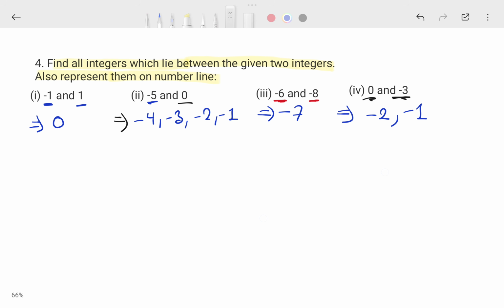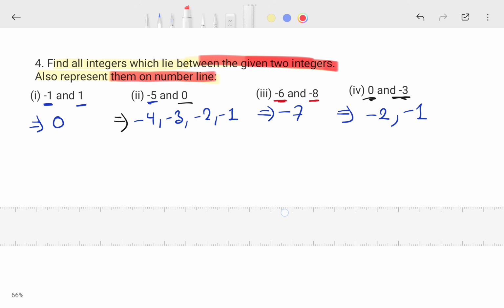Okay now we find the answer. This is the answer, but this question is telling that, okay, you have to find the integers between them. Find the integers between two integers. Also represent them on the number line. We have to also represent these numbers on the number line. Okay, so just make a number line. I just take a scale. Okay, just wait a minute. I just draw a number line.